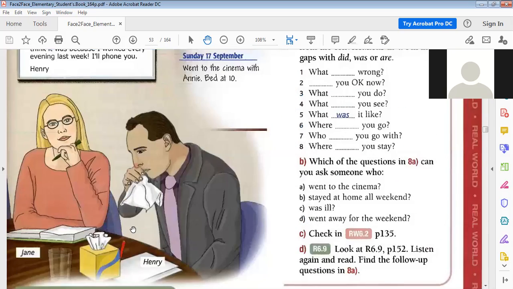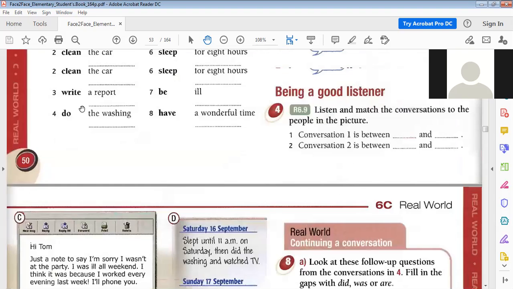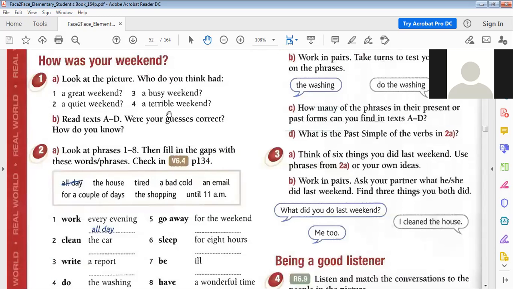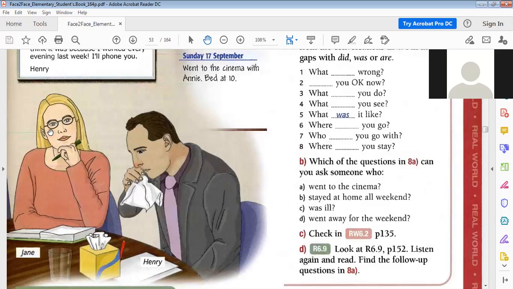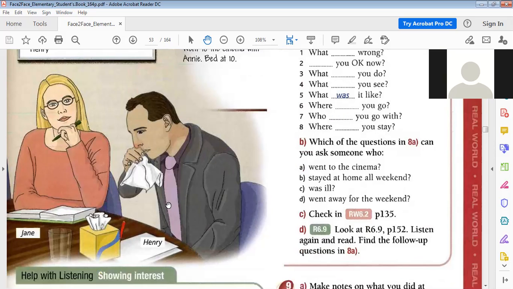So here we have Jane, and here we have Henry. What do you think of Jane? How was her weekend? How was Jane's weekend? Quiet weekend. Do you think she had, because the other options are great weekend, busy, quiet, terrible? Terrible? Do you know what terrible means? Henry. He is sick. No, not Jane. Henry is sick. Yes, I mean Henry. You mean Henry? Yes. What do you think about Henry, everyone? Do you think he had a terrible weekend?